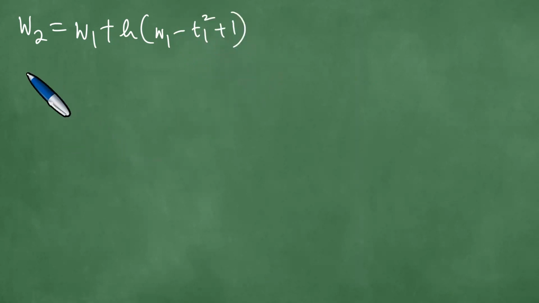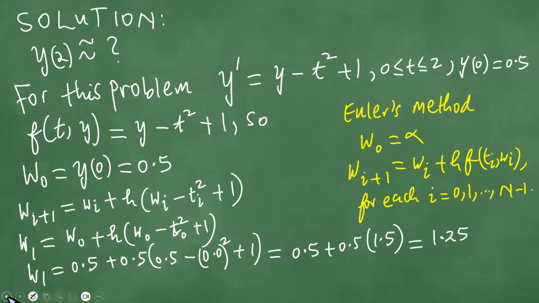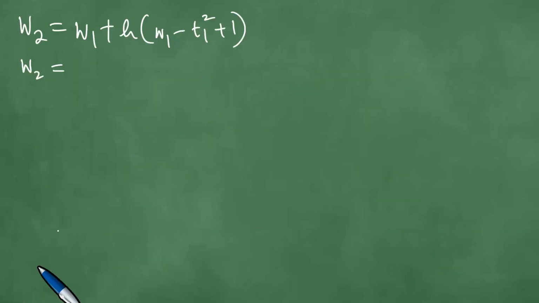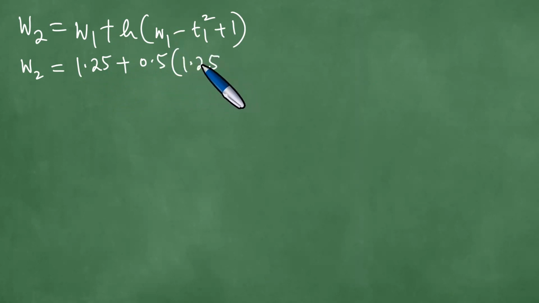Okay, now it just remains for us to recall what we got. Because these are successive approximations, we know W1 is 1.25. So in the place of W1 here, you put 1.25 plus the h, which is 0.5. And then we have W1, which is 1.25, which we got in the previous estimation step. And then we have the T1.